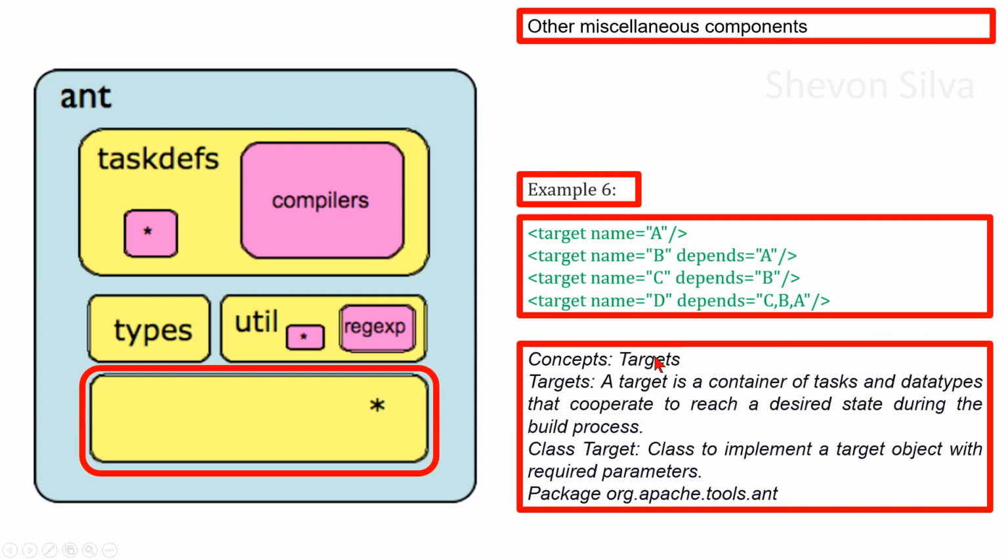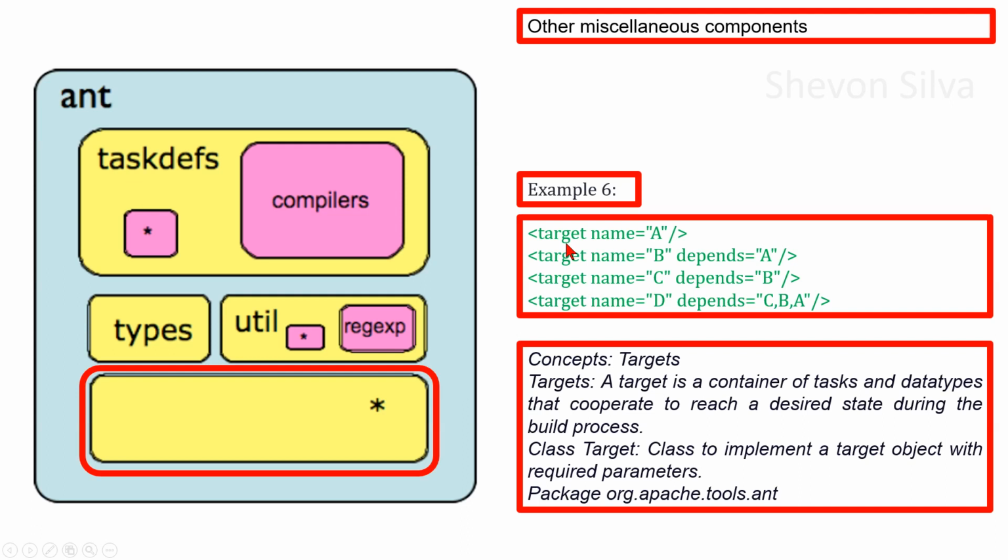Now we are considering targets in concepts. A target is a container of tasks and data types that cooperate to reach a desired state during the build process. With regard to API, we can consider class Target, a class to implement the target object with required parameters. This is in the package org.apache.tools.ant.